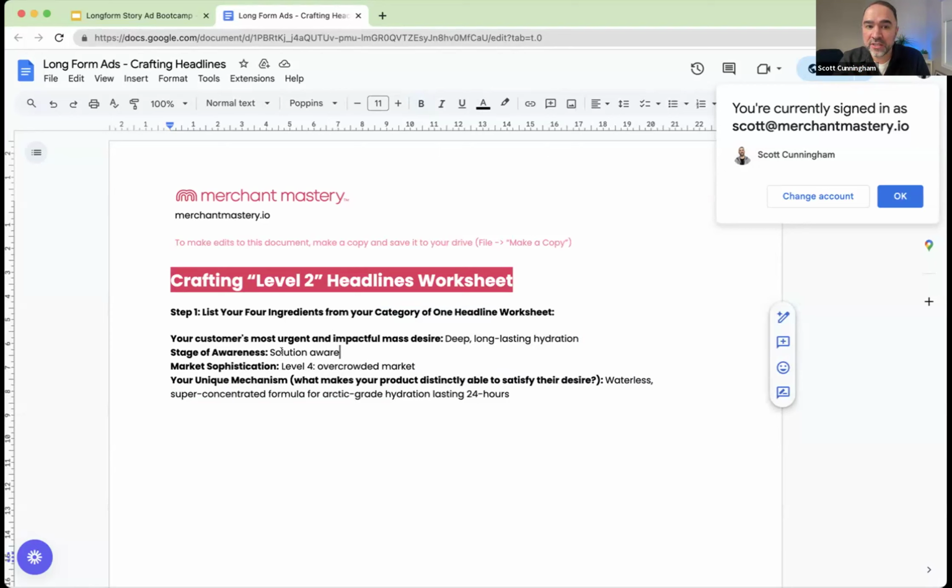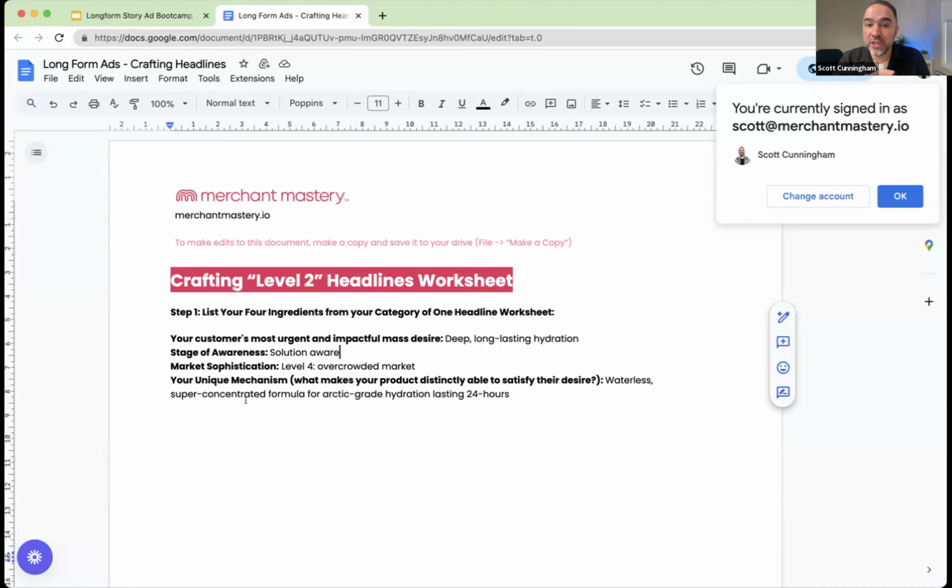What stage of awareness is the customer at? They're at solution aware. They know products exist, they just don't know about us yet. What is the level of market sophistication? Overcrowded. There are tons of body butters, thousands out there claiming they've got the greatest benefit. We are at level four, overcrowded.